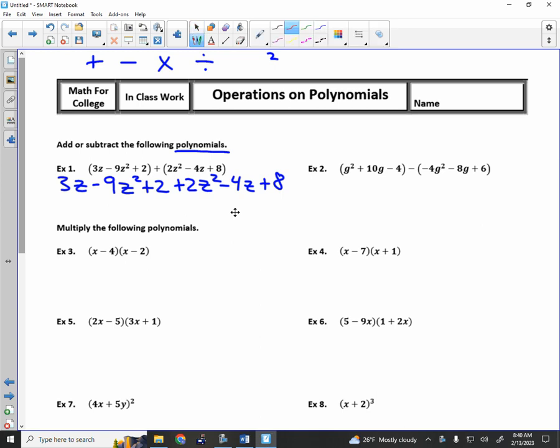And all we do is we combine like terms, and I like to start with the largest exponent first. So a negative 9z squared and a positive 2z squared. And that makes negative 7z squared. I then combine the positive 3z and the negative 4z to make a negative z. And a positive 2 and a positive 8, I would have a positive 10. And there's my result. What's different about the next one?